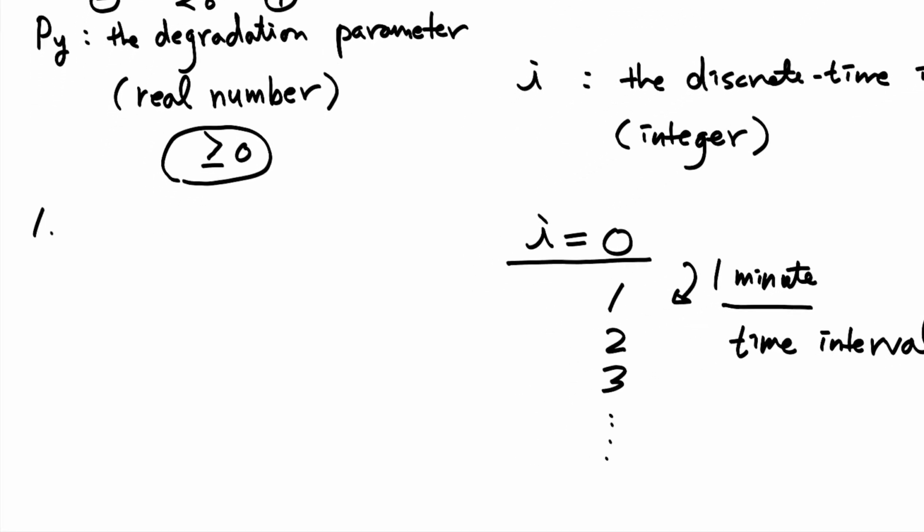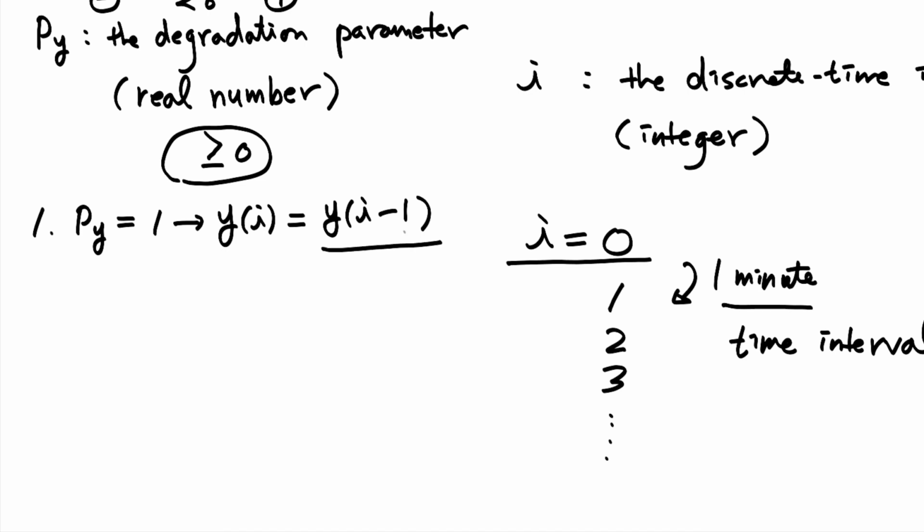First, what if this p sub y is equal to 1? What does this mean? This means that y of i is equal to y of i minus 1. This tells us that the Y protein concentration does not change over time. The previous Y protein concentration at i minus 1 is equal to the current protein concentration at time i, which means that Y protein concentration is not changing over time.